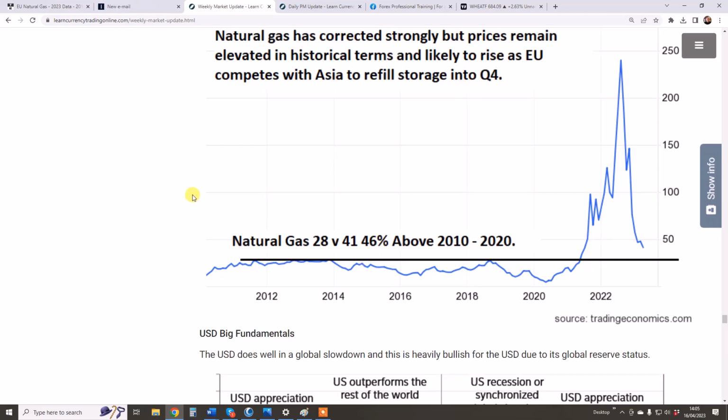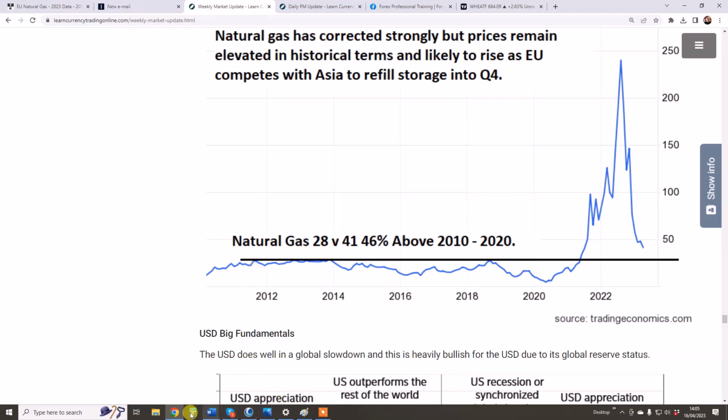Also, keep in mind that most of Eurozone natural gas is bought on the spot market. It's not on forwards. They can't lock in price. So if prices do start to rise again, EU will be in trouble. OPEC recently did that production cut. That will support crude oil prices. EU imports all its crude oil. Okay, so we think the good news is in for the euro.